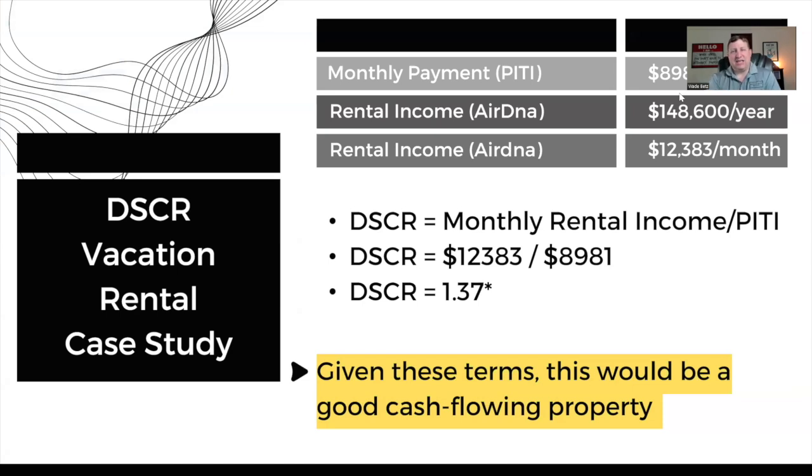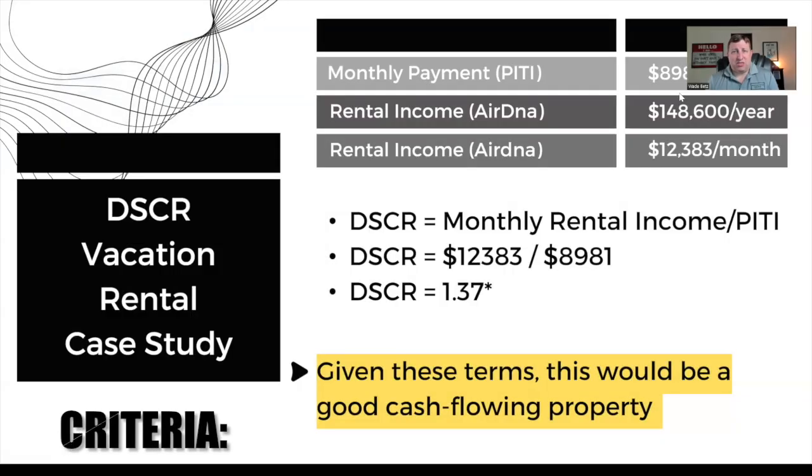So in this case, the DSCR formula is the $12,383 divided by the $8,981, which means the debt service coverage ratio is 1.37, which is very good. So most DSCR loans will absolutely work with a DSCR coverage ratio of 1 or higher. Some of these short-term type loans require a DSCR coverage ratio of 1.25. So this property is a very good investment. You're going to cash flow thousands of dollars a month over and above what the monthly payment obligation is. So this is a great way to build wealth.